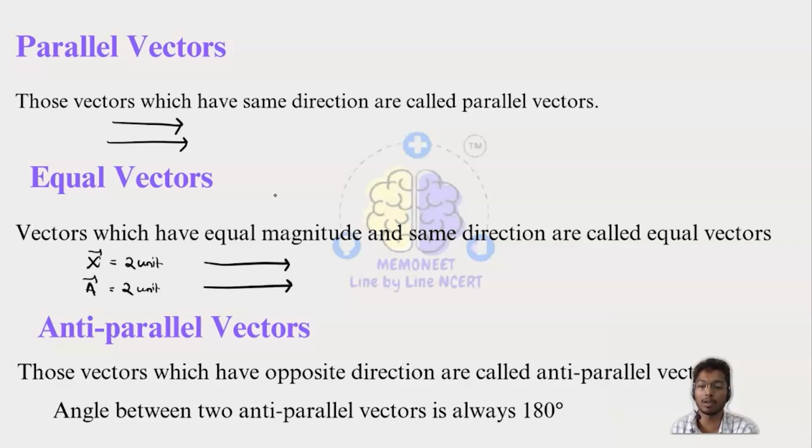And anti-parallel vectors. What do you mean by anti-parallel? The direction will be opposite. How can we represent it? If one vector is like this and another vector is just opposite of this, the angle between them is 180 degrees. In equal vectors, what is the angle between the two vectors? It is 0 degrees. Here it is 180 degrees.